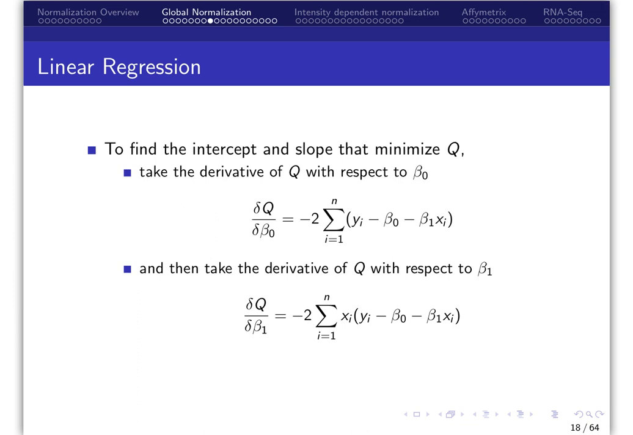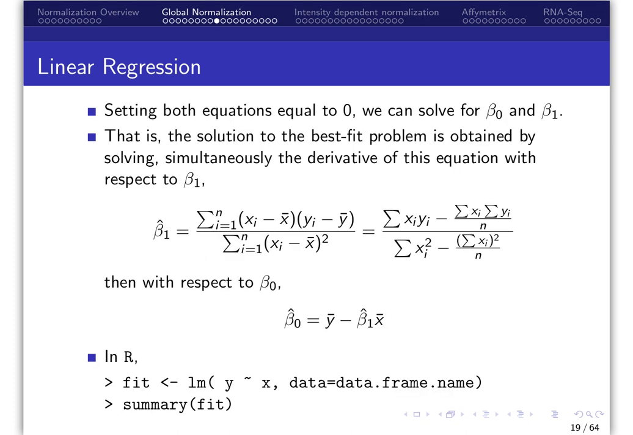To find the values of beta naught, the intercept, and beta 1, the slope, that minimize the equation Q on the previous slide, we want to take the derivative of this equation with respect to beta naught and then take the derivative of this equation with respect to beta 1. Then we have two equations and two unknowns. We then set both equations equal to 0 and solve simultaneously. The solution to the best fit problem is then this equation for beta 1 and this equation for beta naught.